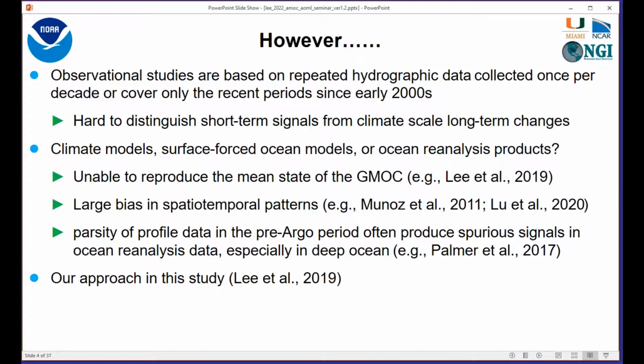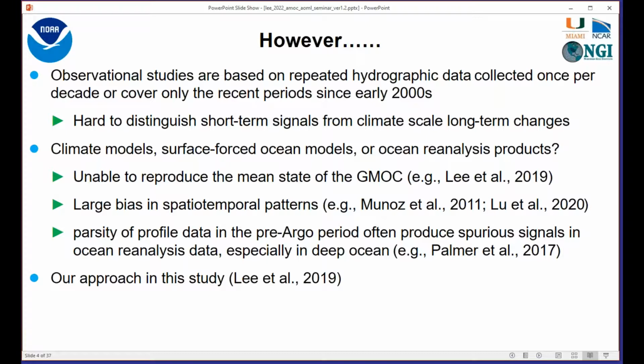And also, in the pre-Argo period, we don't have a lot of profile data, so that could create some spurious signal in ocean reanalysis data, especially in the deep ocean. If you look at this paper by Palmer et al. 2017, they compare many different reanalysis products for heat content changes and long-term trends in the deep ocean. They really have a lot of problems. The different products really don't agree very well.